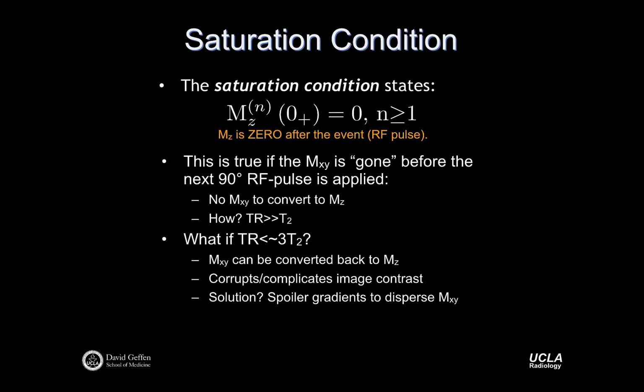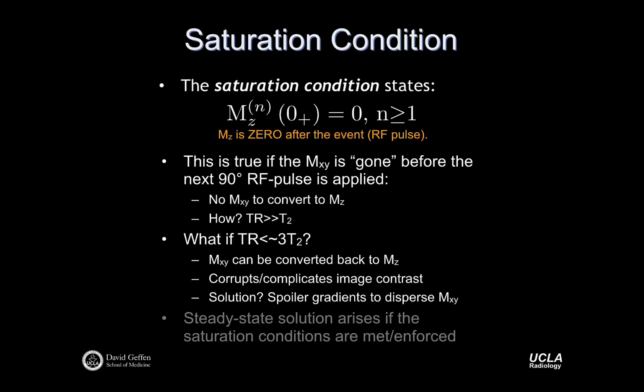So there are all these tricks in MR to get around these problems. But again, we would like to meet the so-called saturation condition. And we'll see what that does. In part, it allows for a steady state solution to arise if that saturation condition is either met, which happens if your TR is a lot longer than your T2, or enforced, if you will, if you use so-called spoiler gradients to accelerate that transverse dephasing.